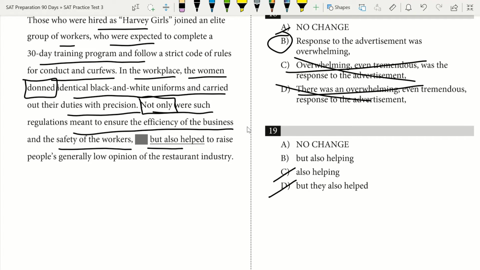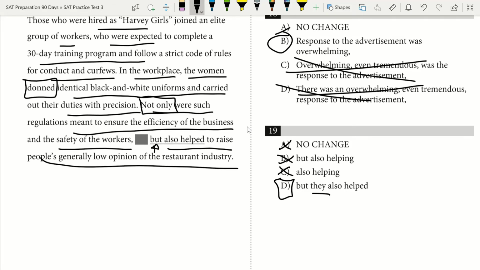Let me just run through something. I got to check something really quick. So I want to make sure that I'm being grammatically correct as well for number 19. So one thing I need to watch out for is I see I have a comma in the word but here. So I want to make sure that I have an independent clause following the word but in order to connect those two with a comma and a fanboy, because it has to be two independent clauses. Now if I say but also helping or but also helped, there's no subject there. And since I have to have a subject, my answer has to be D, because I have to have but they also helped to raise people's generally low opinion of the restaurant industry.